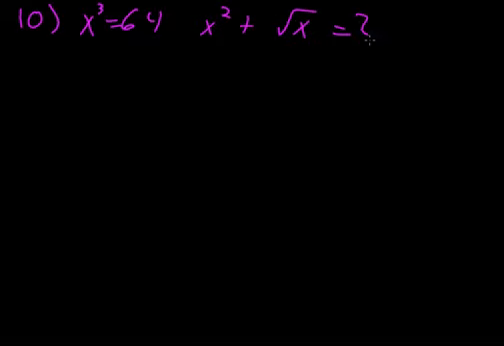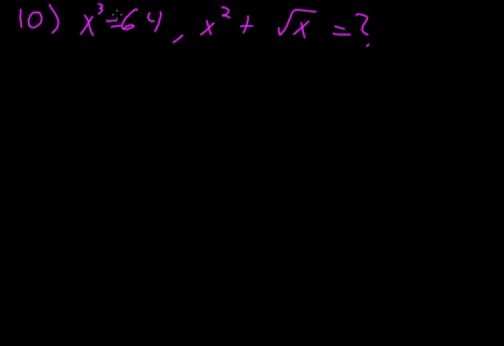Alright, so we're on question number 10 now. And it says if x is a real number such that x to the third is equal to 64, then x squared plus the square root of x equals what? Okay, so they give you this, and they want you to solve this equation. To do that, we want to solve for x, and then we can just plug it in.